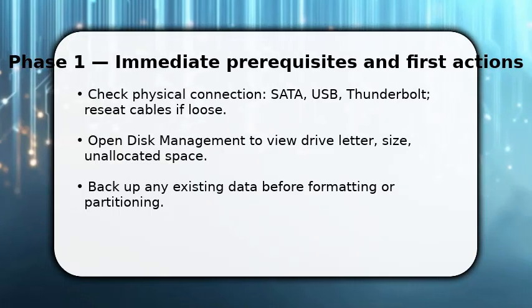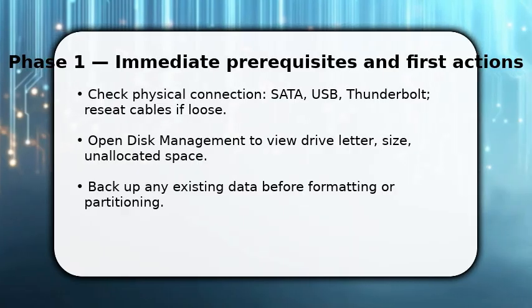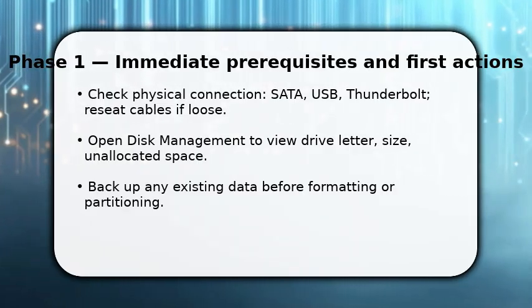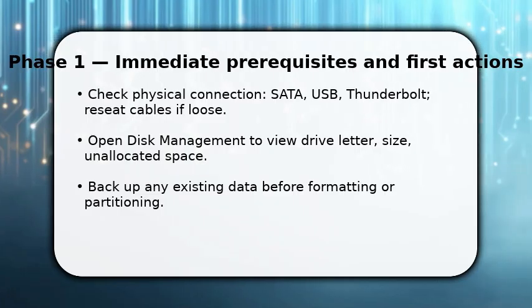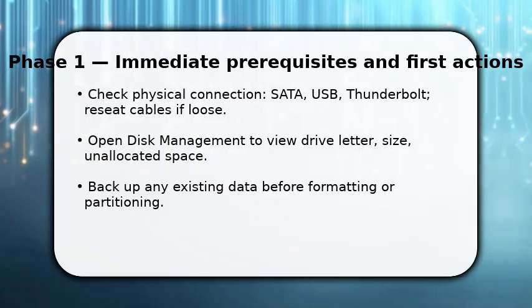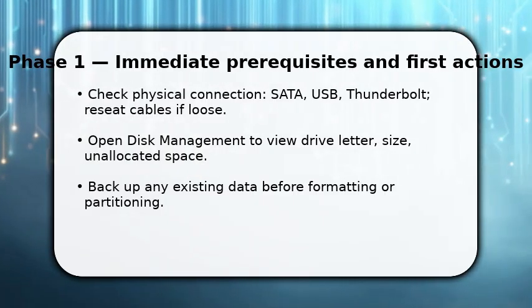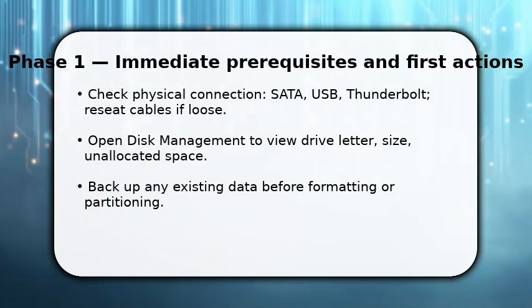You start by confirming the drive is visible and connected. Plug or reset the cable, then open Disk Management. You want to see the drive listed. Once visible, note the existing partitions, free space, and drive letter so you know what to change.